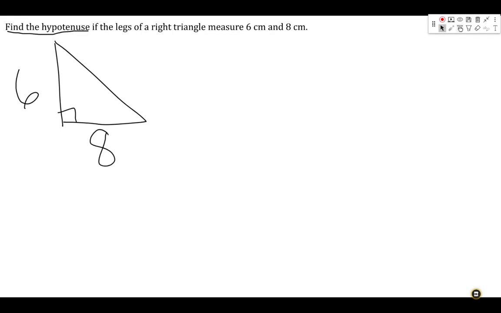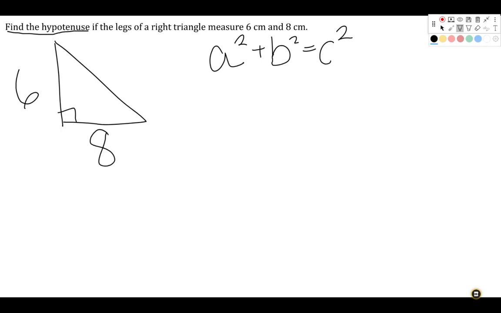Okay, anytime we have a right triangle and we're finding a missing side, I want you to try Pythagorean theorem first to see if that works. A squared plus b squared equals c squared. It works when you have two sides and you're only missing one. So if you're only missing one side and you have a right triangle, do a squared plus b squared equals c squared.